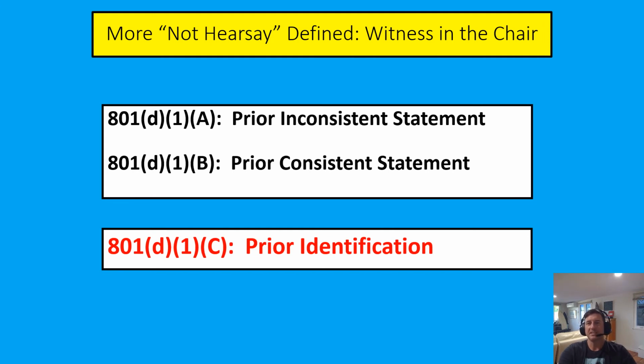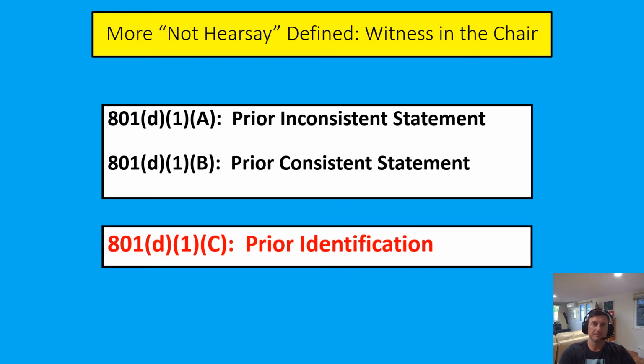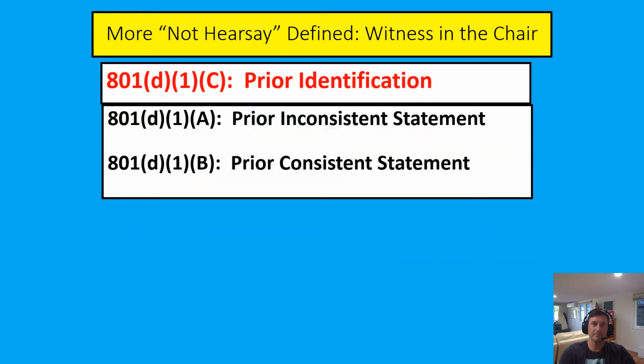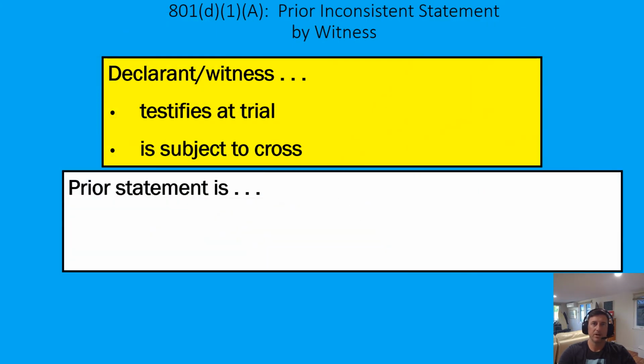Prior identification is the easiest one to understand, and the foundational requirements are really only these three elements. So here it is. The yellow box above is consistent for all of 801(d)(1), the not hearsay defined. That is, our declarant, our witness, is on the stand right now. So the person who did the pretrial identification is on the stand testifying.